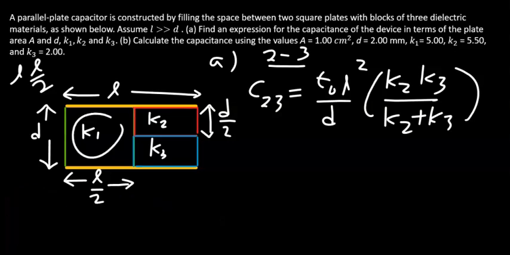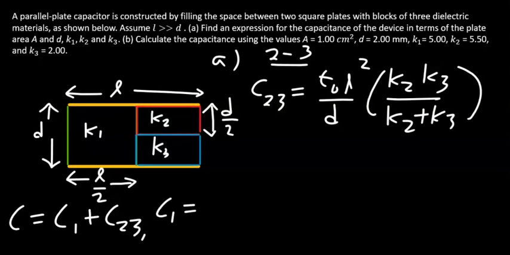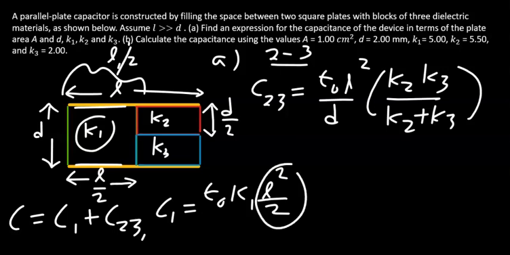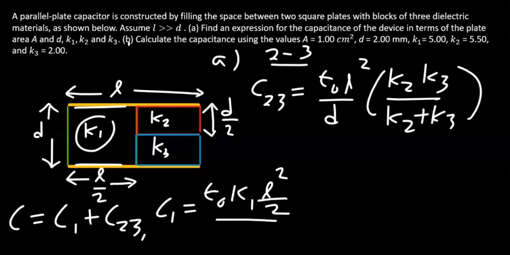Next, let's bring in the K1 combination to get the overall capacitance. So C1 plus C23. C1, the capacitance due to that, is quite simply epsilon naught dielectric constant K1 times the area coverage of that capacitor, and that is just L squared over 2, because that distance is L over 2, and the other side of that plate is L, so multiplying both we get L squared over 2. The separation distance for that capacitor is just D.